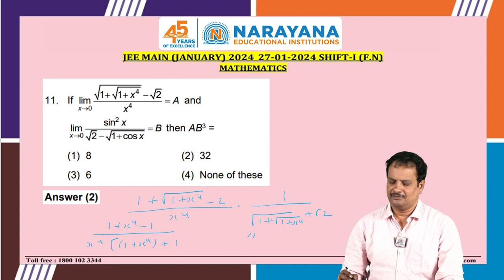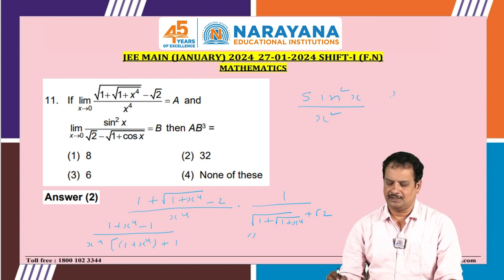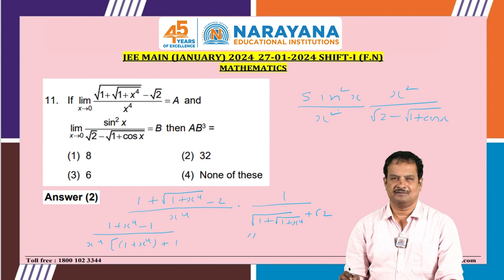In the same way, if you now take the next one, what is that one? B, sine square x. To simplify this one easily, better you take by x square, into x square by root 2 minus root over 1 plus cos x. The limit of this one is 1 only, because as you can see, when x tends to 0, sin x by x is 1 only. So this is 1 only. And here we have x square by this one. It is 0 by 0 form. So either you can go for L'Hospital's rule or you rationalize this one.